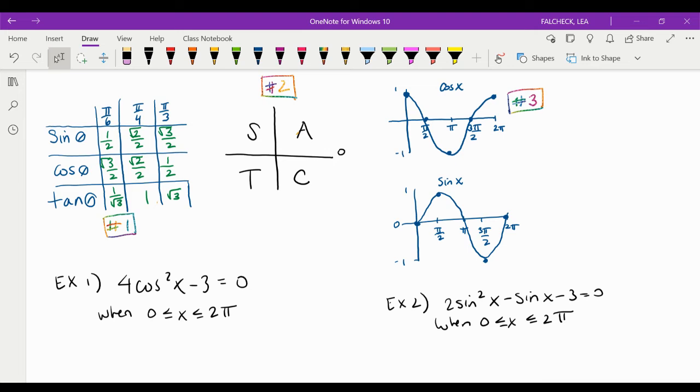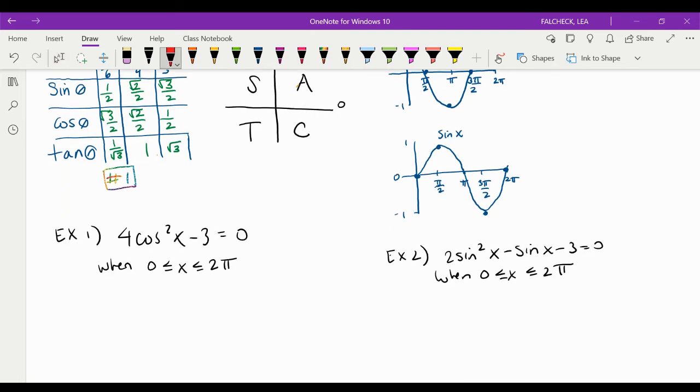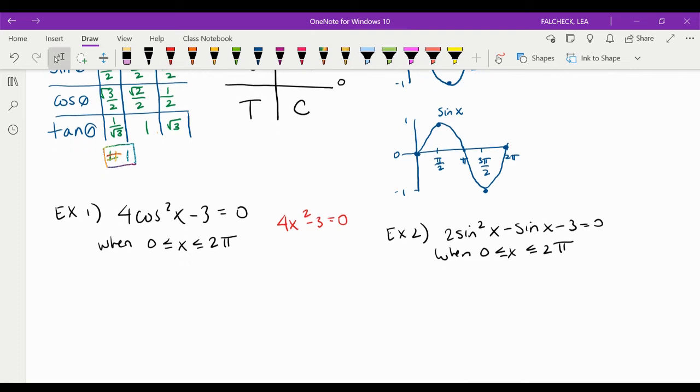We have an example here of 4 cosine squared x minus 3 equals 0 when x is between 0 and 2 pi. So when you solve trig equations, I want you to think of them like you'd solve something like 4x squared minus 3 equals 0. Remember when we did use substitution with exponentials and stuff, right? If you had x's with no trig functions, my goal would be to get x alone in this case.